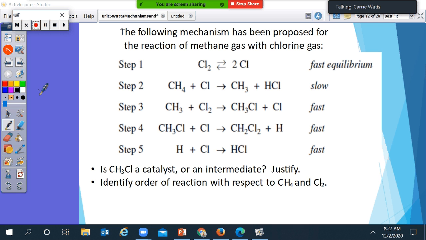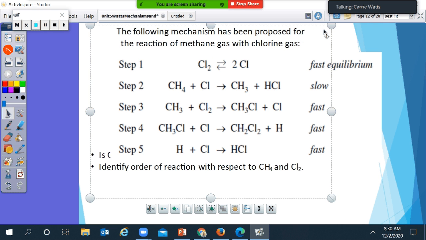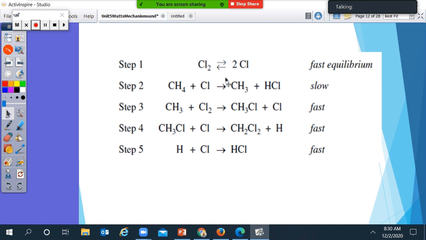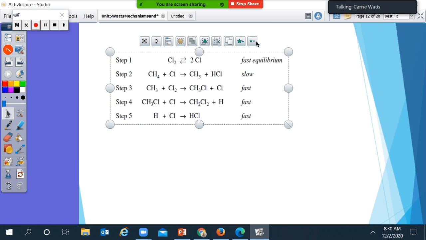So take a look at that. I'm going to pause the video again, and I want you to look at that and see if you can figure this out. So the first thing I'm going to do is just make this a little smaller so I have more room.